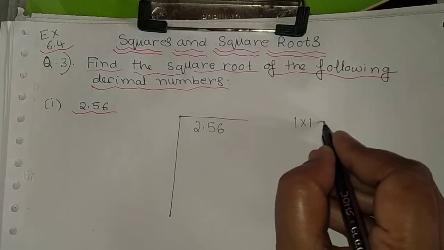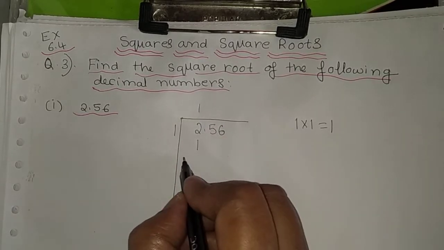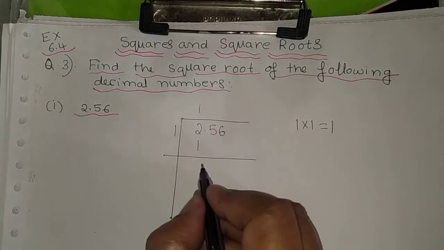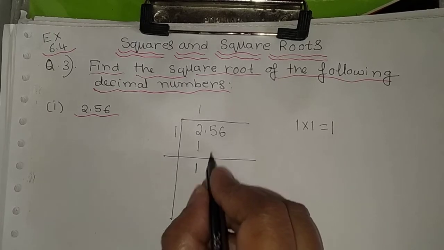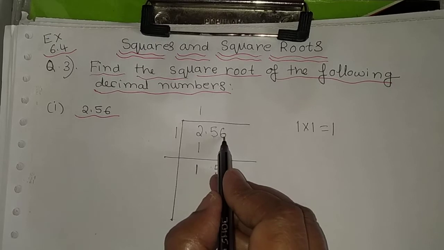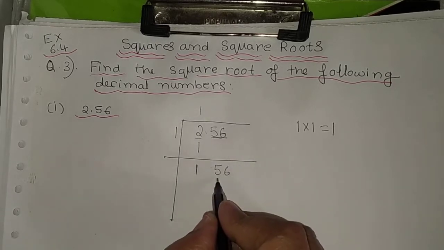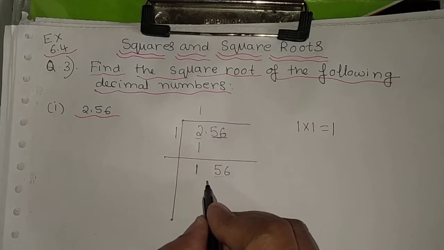That is 1 into 1 is equal to 1. Therefore, what is the difference here? 1. Then write down this 5, 6. So since this 2 is a pair and this one is a pair, 2 pairs are there. So we write this one.